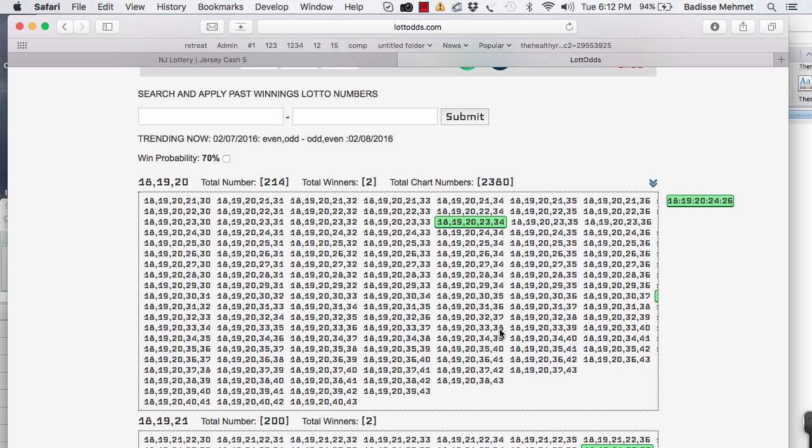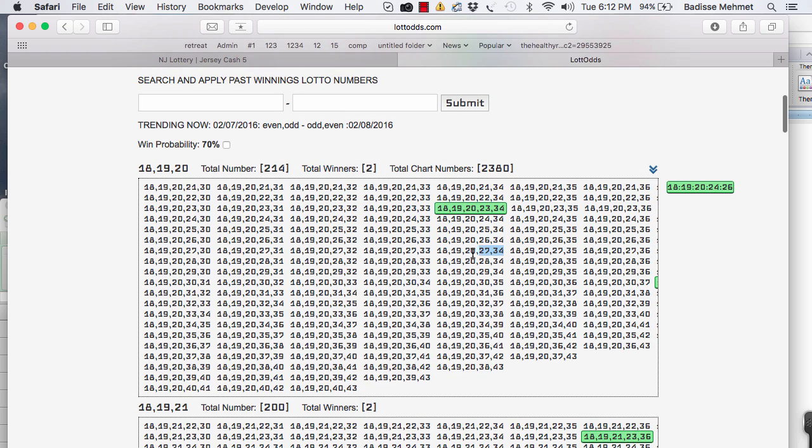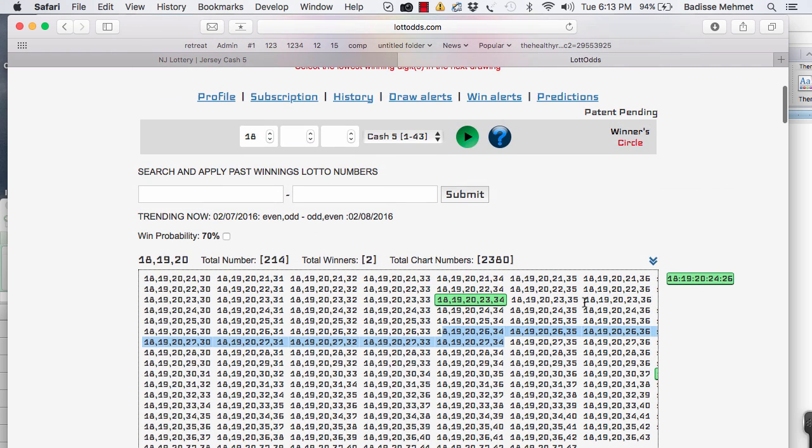And it will automatically shut this down. You could turn it back on yourself manually, but it'll automatically shut it down to pinpoint where the numbers are that have the highest odds of winning. So you don't have to do this yourself. You could do this within seconds by using Lotto Odds. Then there's going to be a heat map.